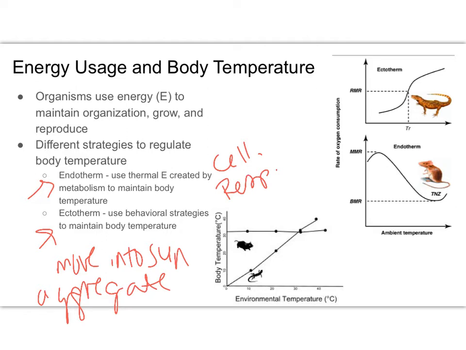Okay? Both of these strategies are going to involve getting energy from an outside source, whether that's solar energy from the sun, or energy being released from the surrounding organisms. Let's look at what this looks like in a graph here. Okay, so on the graphs over here on the right, we've got the ectotherm, which is some kind of lizard, alligator-looking thing, some kind of reptile.